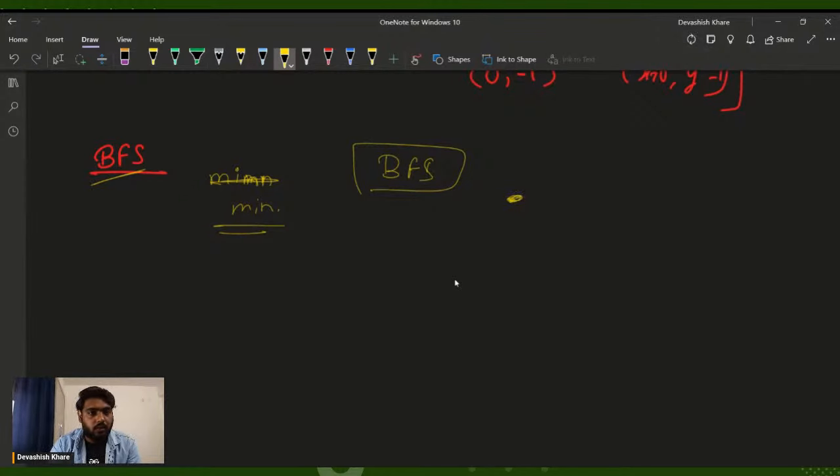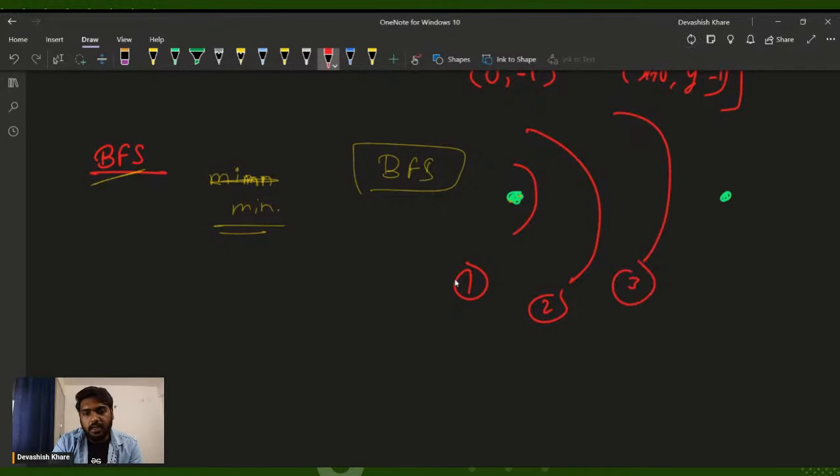Assume this is your starting point, and this is your ending point, and you are traveling like this. You have explored one level, one step. You have explored the second level, second step. You have explored the third level, third step, and the fourth level, fourth step, and in the fourth level you reach it. So you took only four steps, right? And those four steps were the necessary ones. You could not have avoided any.